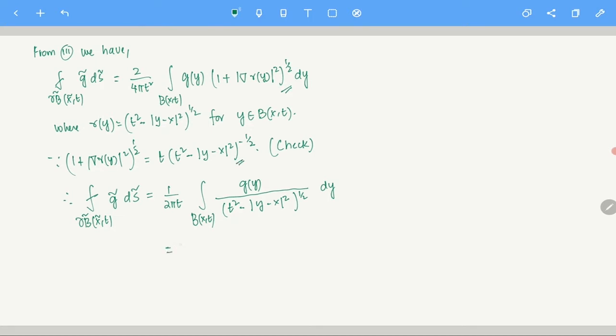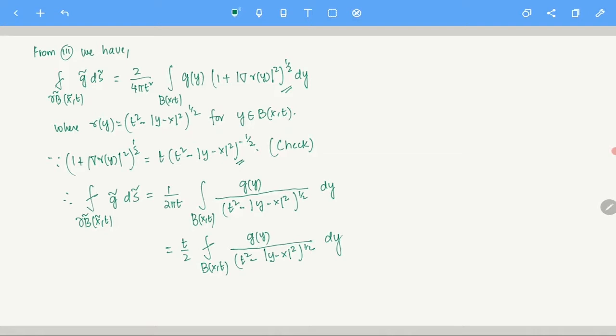Now if you do that, then if I write it as the average, it will become t by 2, because the volume of the ball will be included, so some terms get cancelled out and it will become t by 2, and then the average over bxt of g of y by t square minus y minus x square, whole power half, dy. Clear?